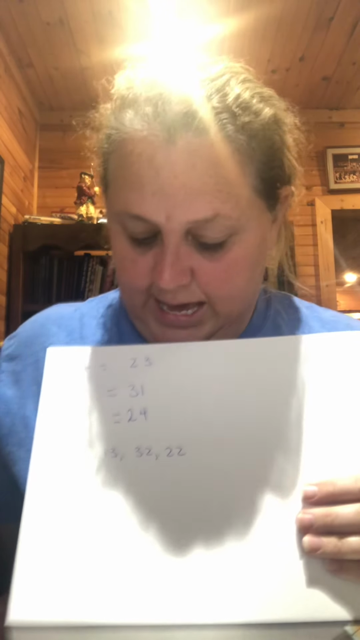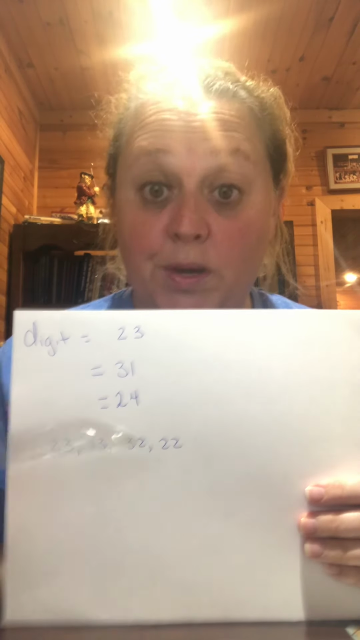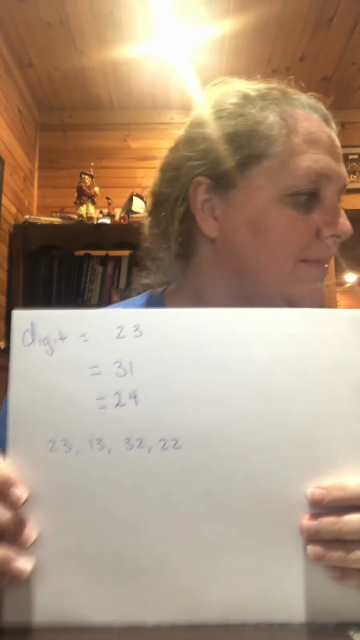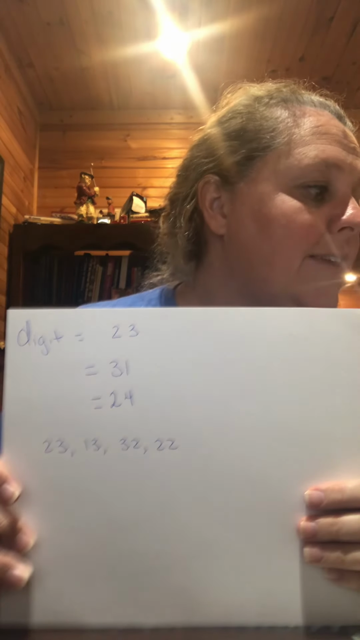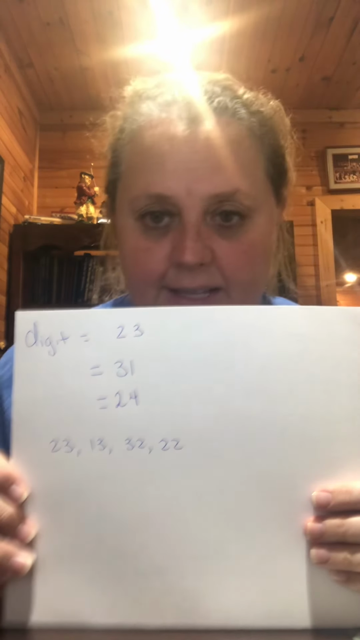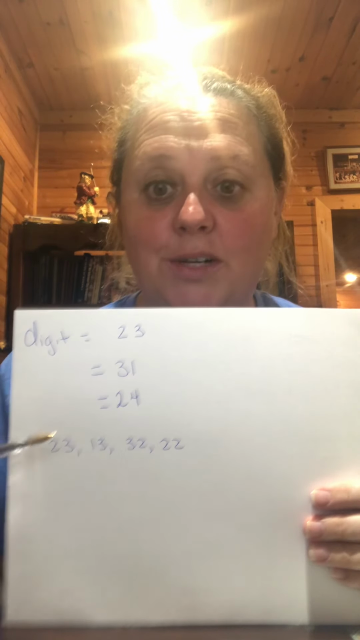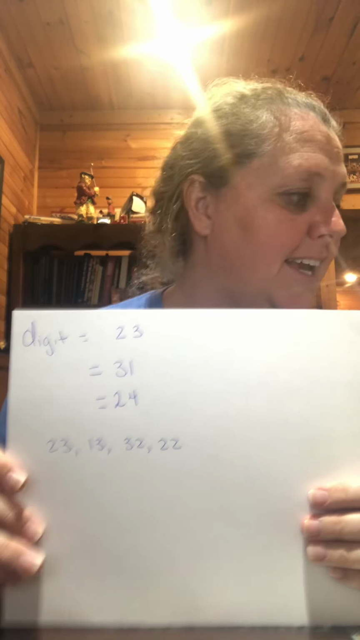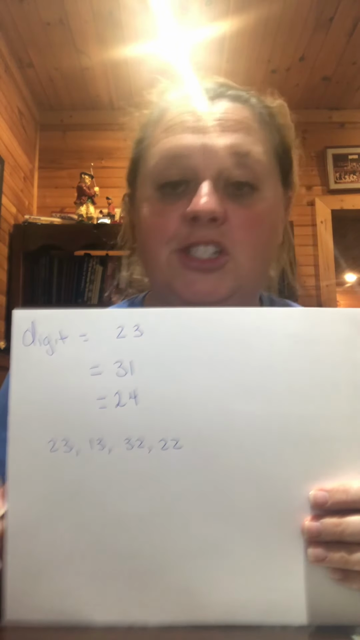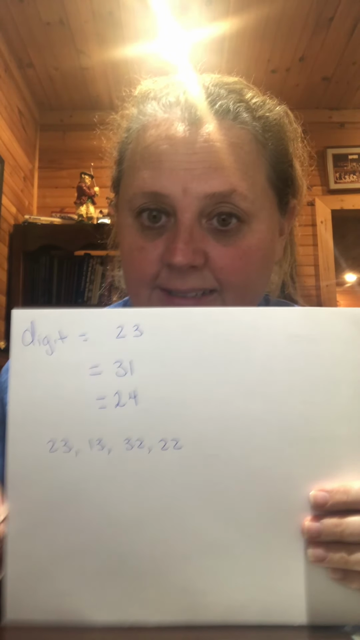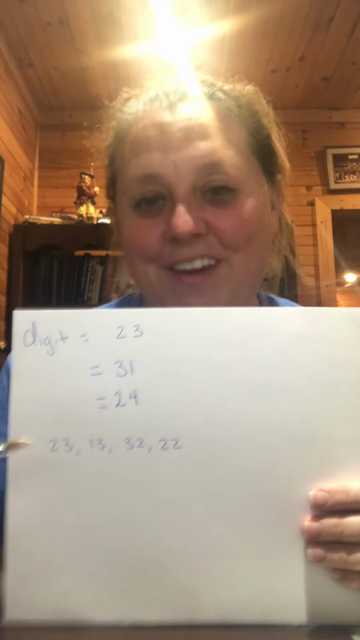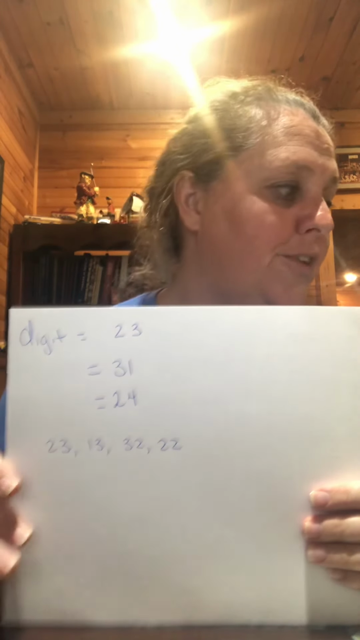Which number has the same digit in the tens place and the ones place? So look at your number. It has the same digit in the tens place and ones place. What number do we find? 22, right? Very good. Which 2 numbers have the same digit in the tens place? Which 2? Right, 23 and 22. Very good. Which 2 numbers have the same digit in the ones place? Very good. 13 and 23.